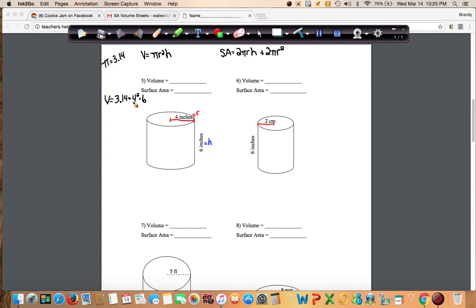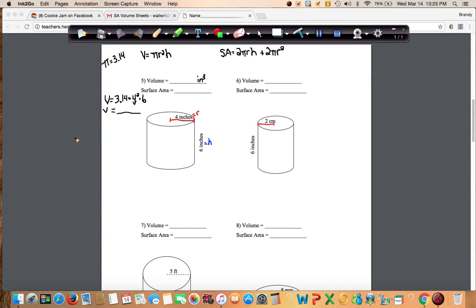So if I were you, I would do the 4 squared first and then multiply everything. But you can do 3.14 times 4 squared times 6 and then hit equals afterwards. That is completely your choice. Okay? Again, volume is going to be cubed, so this is going to be inches cubed, the little 3.